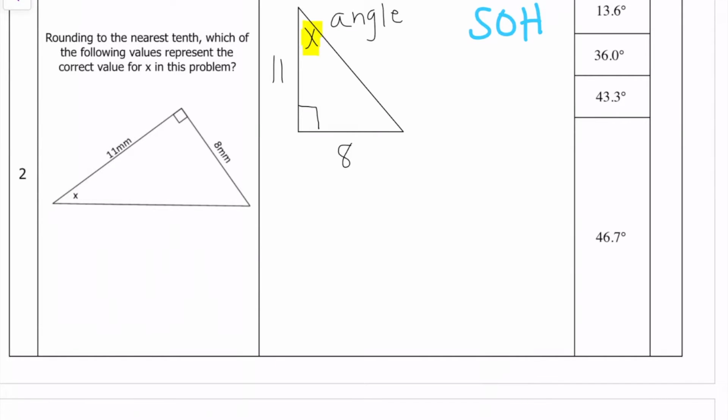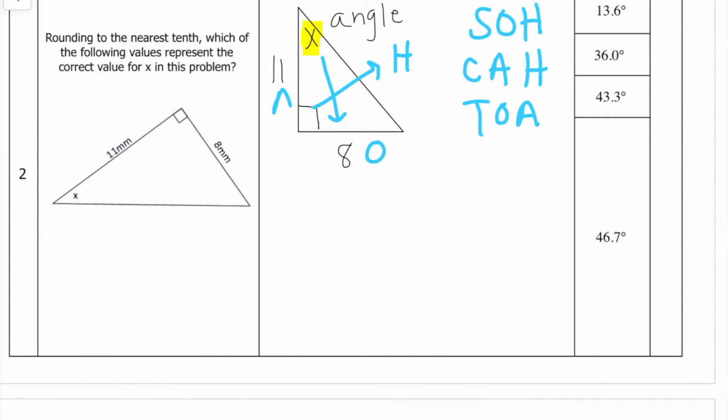So again, I'm going to write out SOH CAH TOA so I can figure out if I'm working with sine, cosine, or tangent for this problem. Now I'm going to label the sides. The side measuring 8 is the opposite side. The side across from the right angle is always the hypotenuse, and by process of elimination, the last side is the adjacent side. We know we need to use 8 and 11, and the hypotenuse doesn't matter in this problem, so that eliminates sine and cosine, which both contain the hypotenuse in their formula, and that leaves us with tangent.